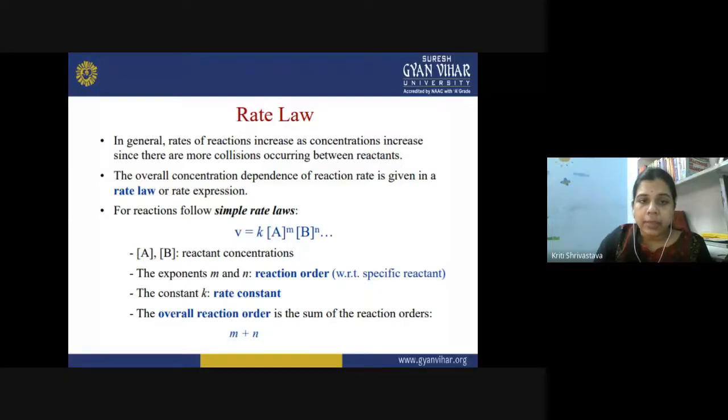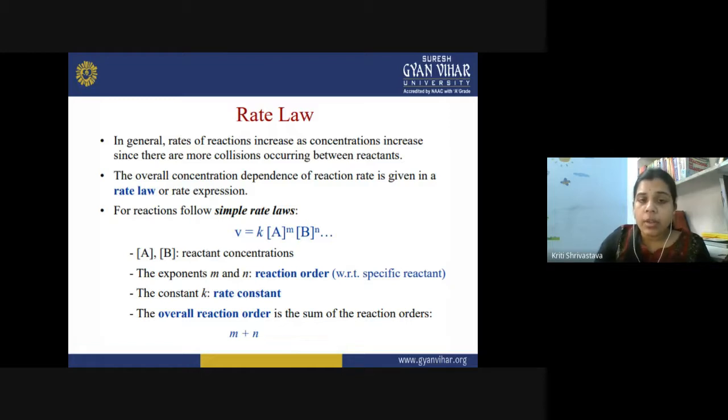In general, the rate of the reaction increases as the concentration of the reactant increases. Here the concentration of reactant moves the reaction in the forward direction. If you increase the concentration of product, then what will happen? The equilibrium will shift backwards, and this will not increase the rate of the reaction, right? When you increase the concentration of the reactant, it increases the rate of the reaction, and more collisions occur between the reactant molecules, which lead to product formation.